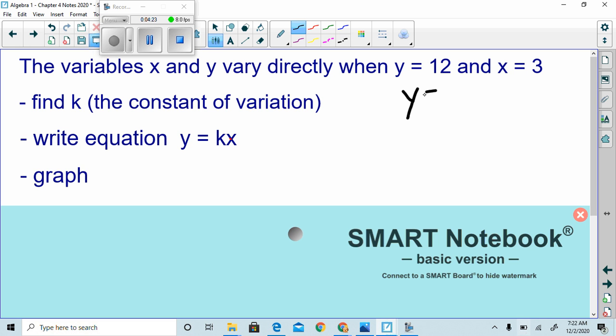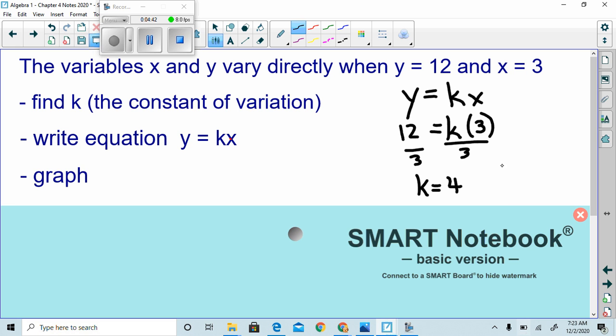Model y is equal to kx. My y, be very careful, was 12 here. We're solving for k, and x is 3. One inverse operation will get me the value of k. K is equal to 4. What does the model look like? Replace k with 4, and there is your model of direct variation.